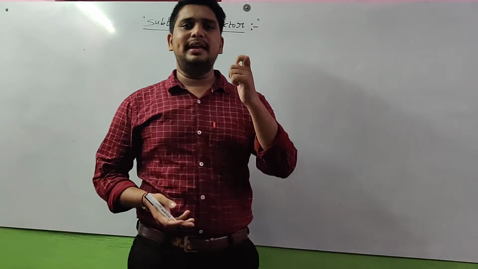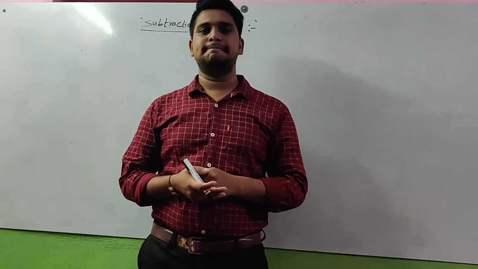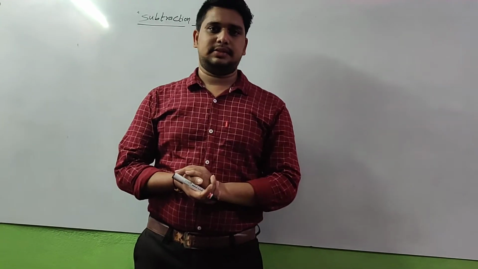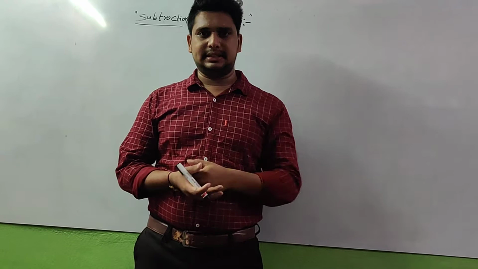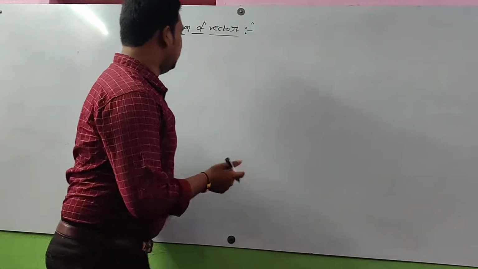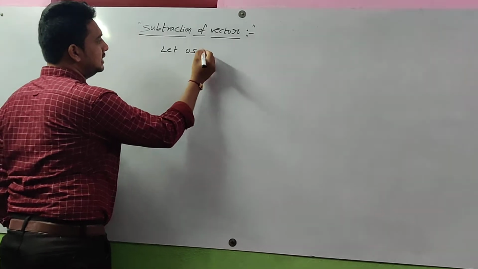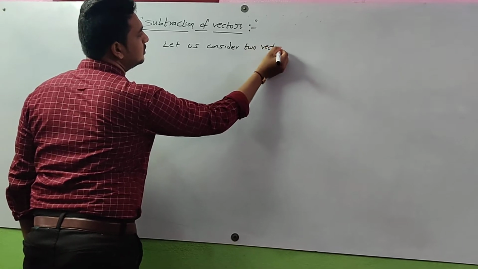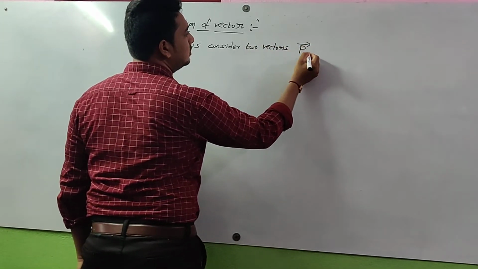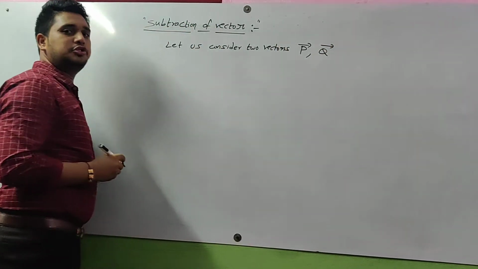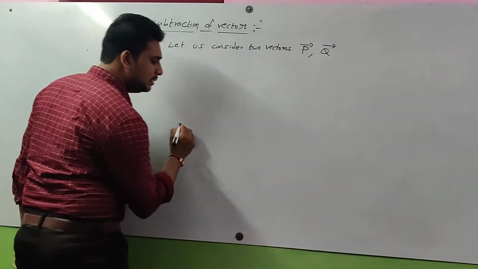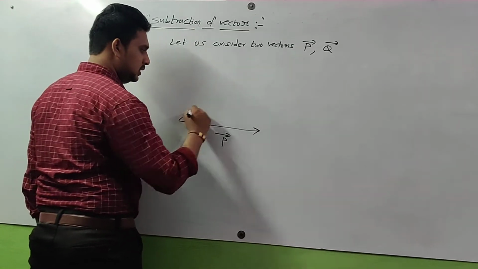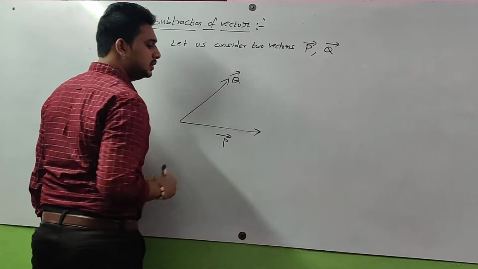Here the main thing about subtraction of vectors is, when we subtract any two vectors, how we get the resultant, that we need to find here. First of all, let us consider two vectors p bar comma q bar. This is the p bar vector. Next, the q bar vector.